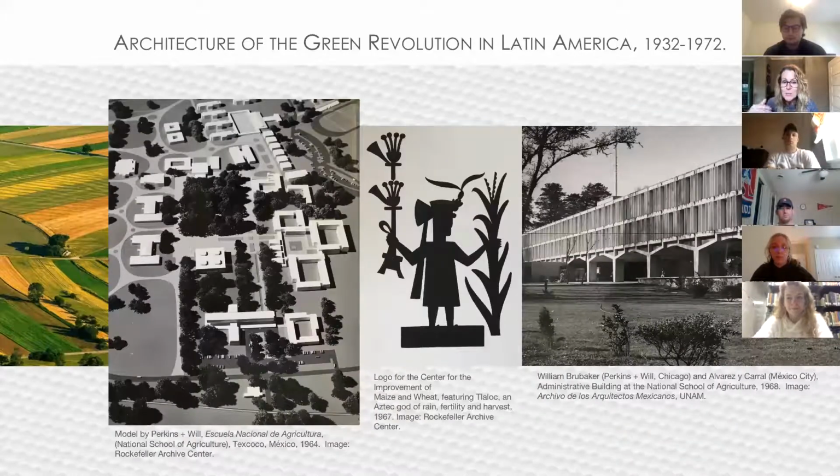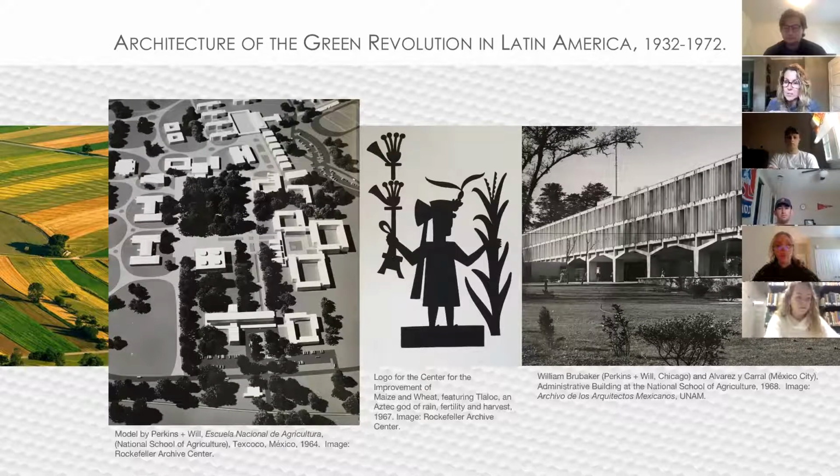And then my current book project is on the architecture of the Green Revolution, which is just another way of saying industrialized agriculture. And a lot of those experiments began in Mexico in the 1930s and 40s. So I look at a few university campuses, laboratories, and agronomic centers that were built there between 1940 and 1970.